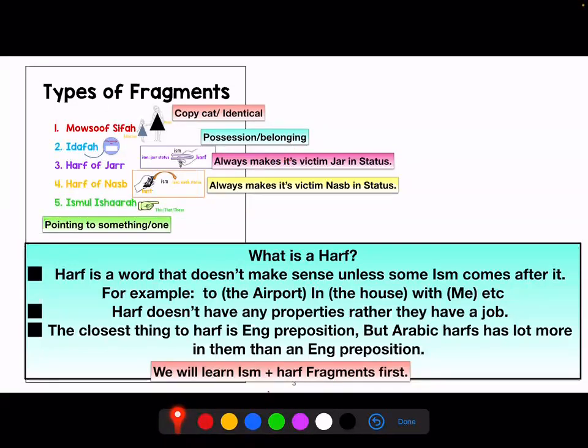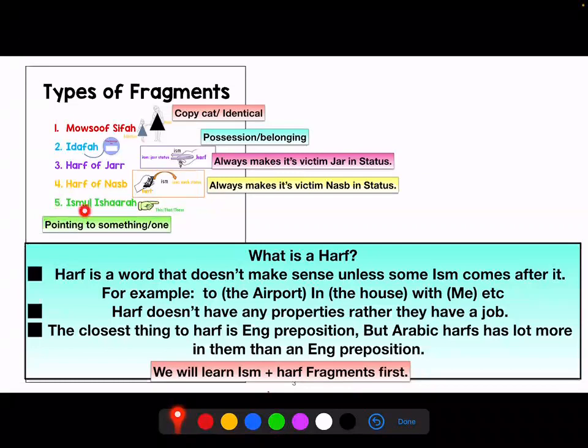Then we have number three, Harfu Jar fragment, which we are going to learn today. Then we have Harfu Nasab fragment. Inshallah, again, this is Harf and Ism fragment, same like Harfu Jar. So Harfu Nasab is also Harf and Ism fragment. So these two, number 3 and 4, are Harf and Ism fragment. The rest of them are all Ism and Ism fragment.